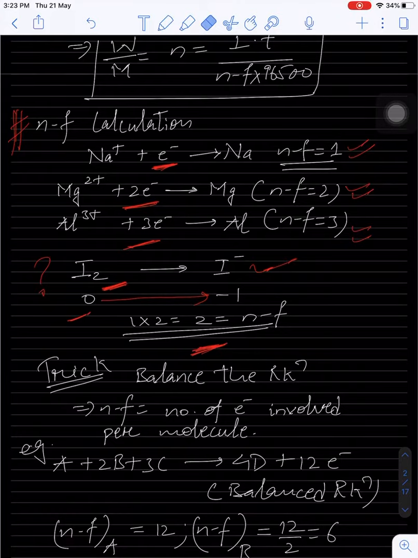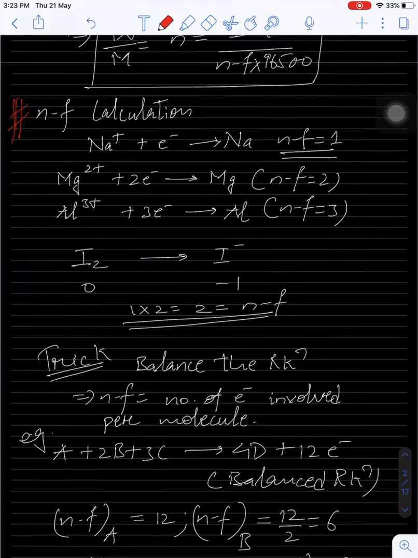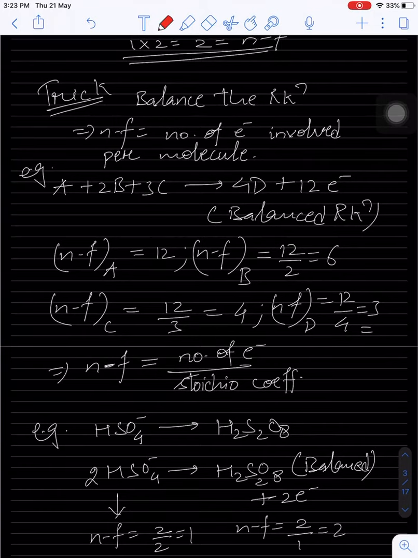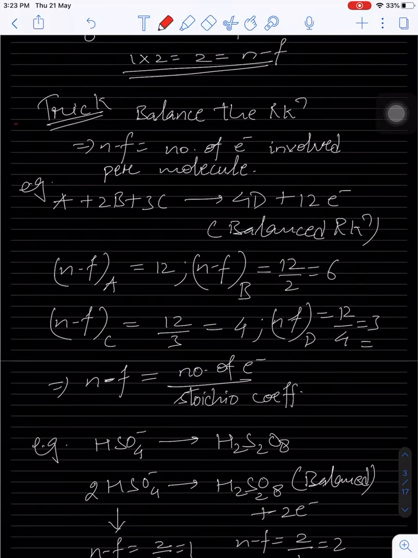Now we will understand a trick. How do we find the N factor? The trick is very beautiful, literally. It is an awesome trick. Let us move to the trick and see how we get it. So here we do have a trick for finding the N factor. First of all, balance the reaction.